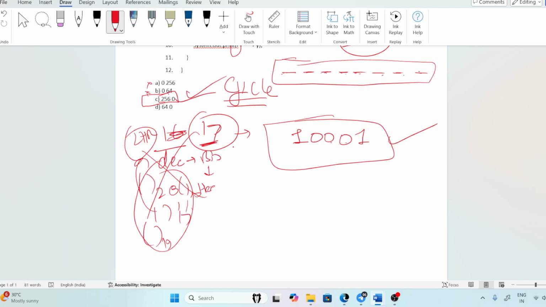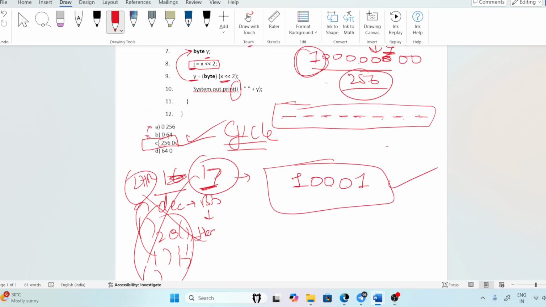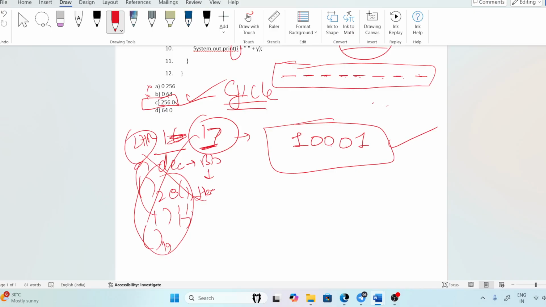Let's solve the question. So we need to do the left shift. It means we have to do the left shift. So here we are seeing the left shift of 2. Okay, so this 1 and 2. So 2 values will be appended here. So I have to append this number here. Okay, so 2 0s will be added over 1 0 0 1.